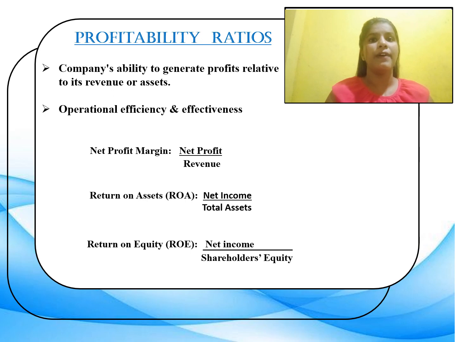The other one is return on assets. This ratio measures a bank's ability to generate profit from its assets. It is calculated by dividing the net income of the bank by its average total assets. The last one is return on equity. This ratio measures a bank's ability to generate profit from shareholders' equity. It is calculated by dividing the net income by the average shareholders' equity.